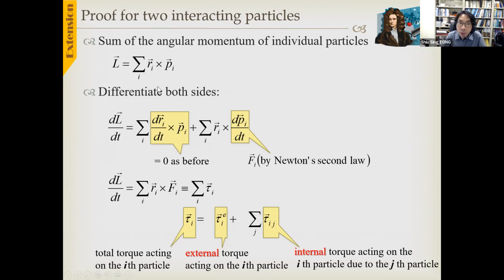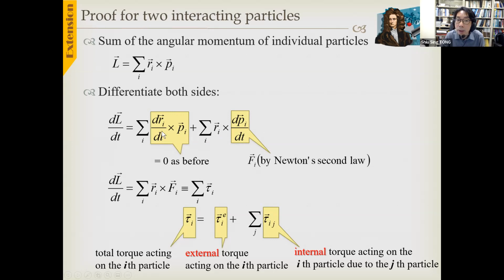Now I differentiate both sides of the equation. When I differentiate L, it gives you the rate of change of the total angular momentum. When I differentiate the right-hand side, I can distribute my operator to each of the particles so that I apply the product rule as usual. The first term will give me dRi/dt cross Pi. The second term will be Ri cross dPi/dt.